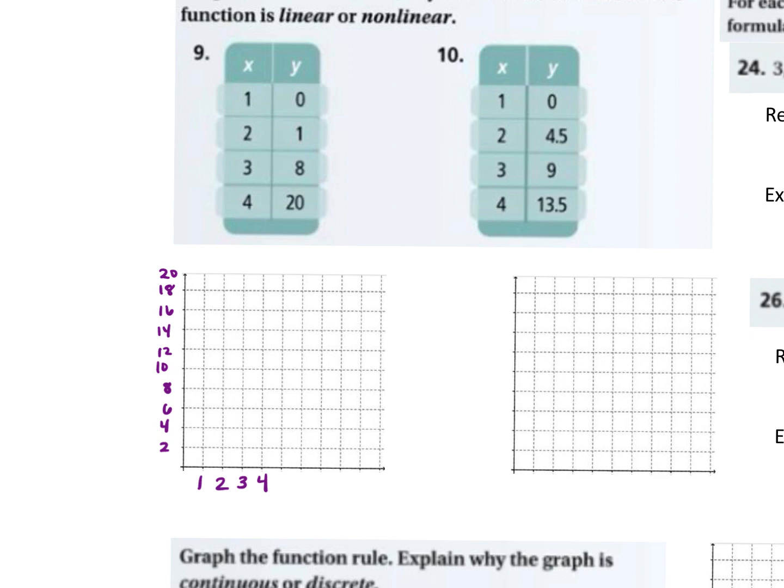So 1, 0 is here. 2, 1 would be here. 3, 8 is here. And 4, 20 is right here. So the question is, is that linear? And if you were to draw a line through it, you don't need to draw the line, but just so you can see, that's not a straight line, right? So we would say this is non-linear.